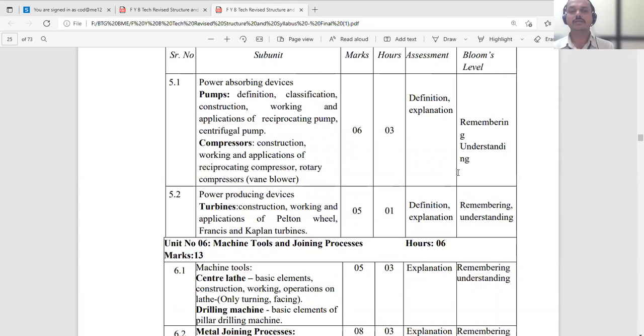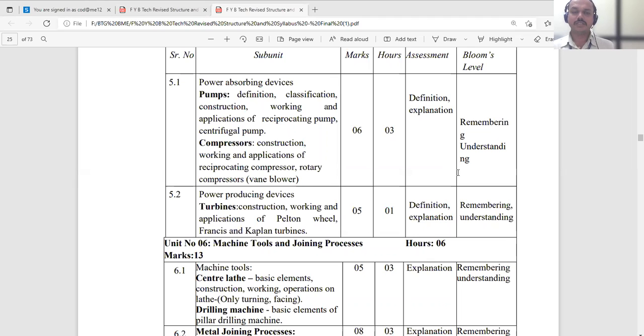The next one is the power producing devices. In that, turbines are included in our syllabus. Mainly these 3 turbines are used in hydroelectric power plants. So there are 3 types of turbines: Pelton wheel turbine, Francis turbine, and the Kaplan turbine. Again, we have only an introduction of these 3 turbines here.